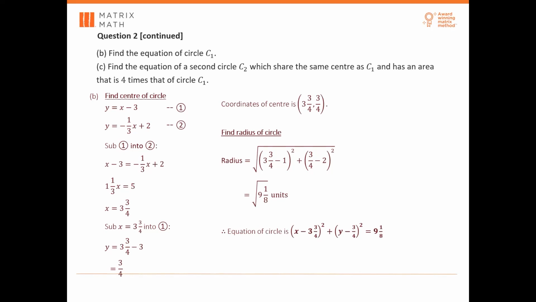So what's the equation of the circle? Sorry, I repeat again. The radius of the circle is square root 9 1/8. So the equation of the circle will be, you just take the center of the circle and put it inside the equation. And this part here has to be r squared, so the square root goes off. So this is your final answer.